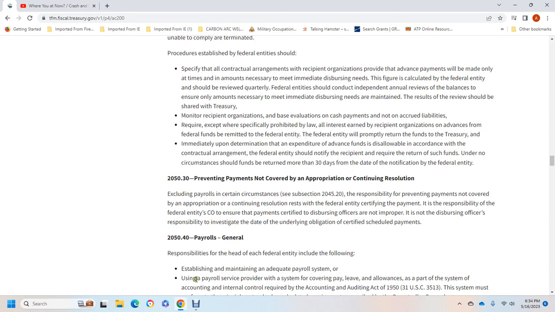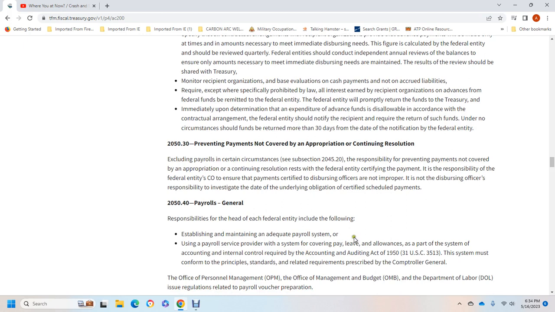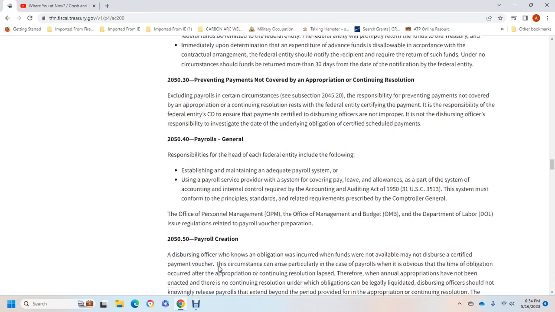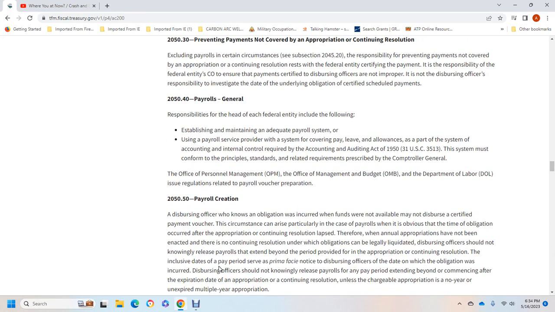2050-40 payment payrolls. In general, the head of each federal entity is responsible to establish and maintain an adequate payroll system, and use the payroll system to provide covering pay, leave and allowances as part of the system with accounting and internal control of the Accounting and Auditing Act of 1950, with the principal standards and related requirements prescribed by the Comptroller General, the Office of Personnel Management, the Office of Management and Budget, the Department of Justice, and the Department of Labor to issue the regulations with the payroll voucher preparation.